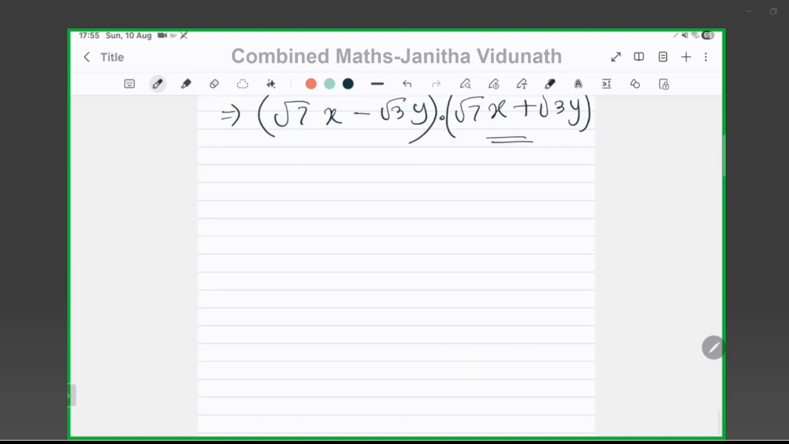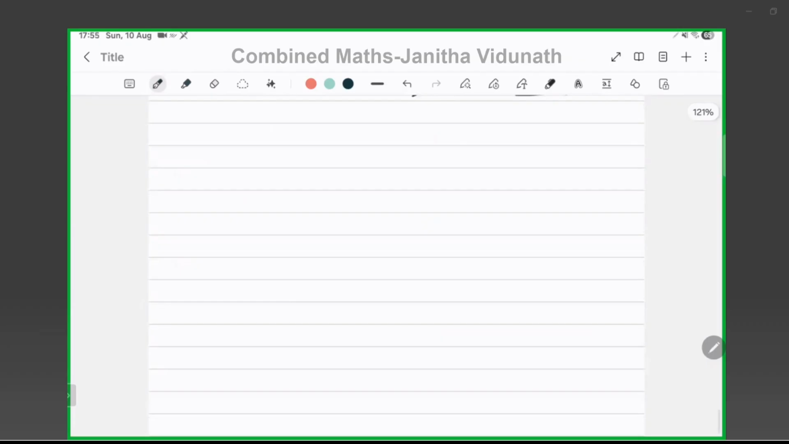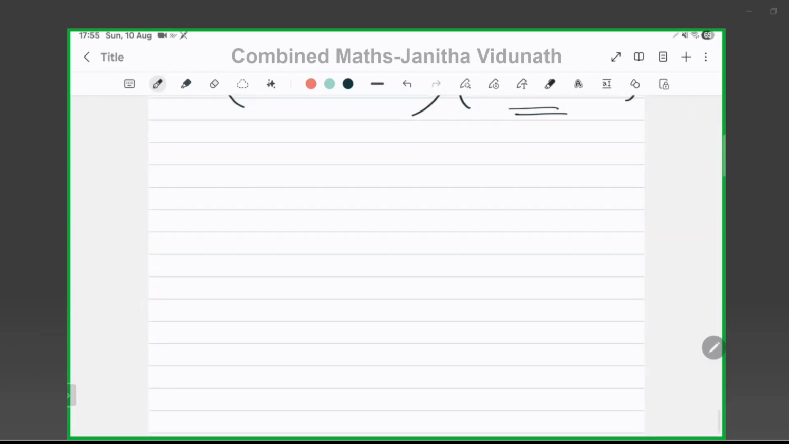Okay. I will do some advanced questions with this for your further understanding. Let's say we have a question like x square plus 4xy plus 4y square minus 4z square.